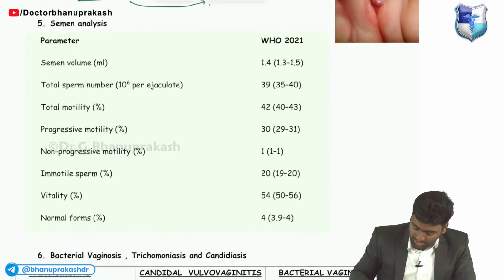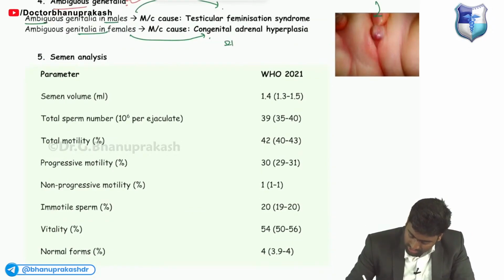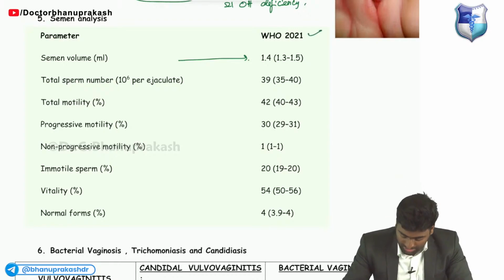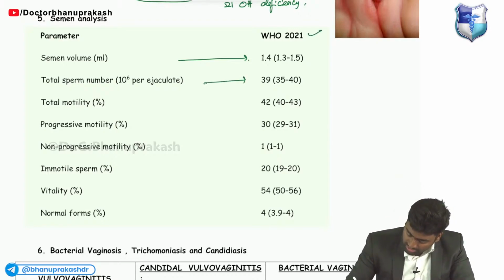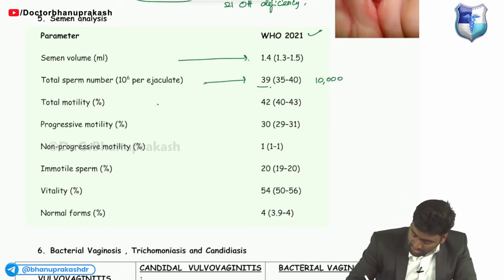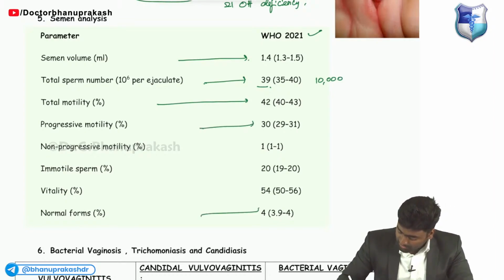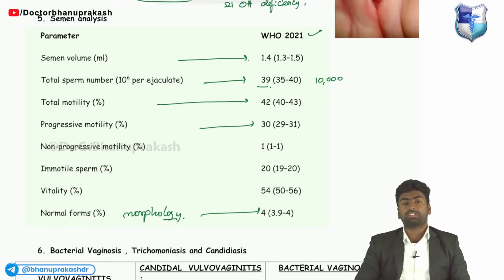Fine. And next, if you see this semen analysis, you can use it as a source of your revision. Next, the semen volume, the normal is around 1.4 based on the new update, and total sperm number should be around 39. Total motility should be around 42%. Previously it was 40, now it is increased to 42. Progressive motility should be 30, and the main one is the morphology, which should be 4%.